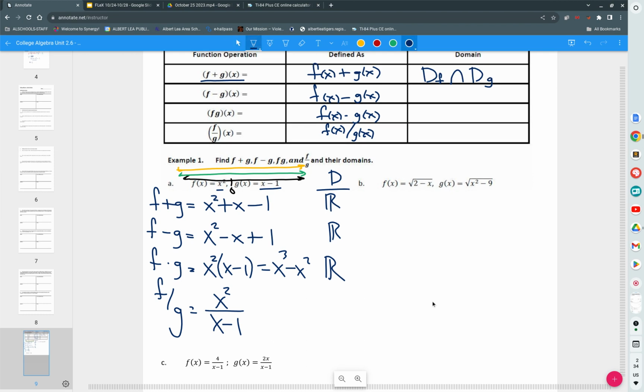So when you compute domain, it's the same thing for subtraction, it's the same thing for multiplication, and it's the same thing for division, except we must exclude the domain of g equal to 0.